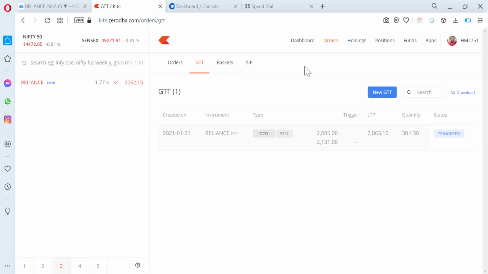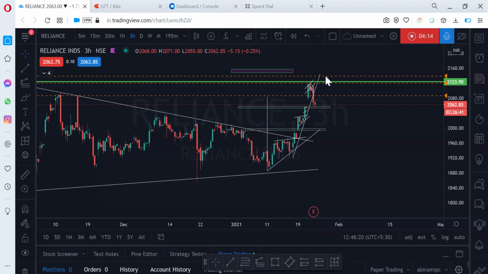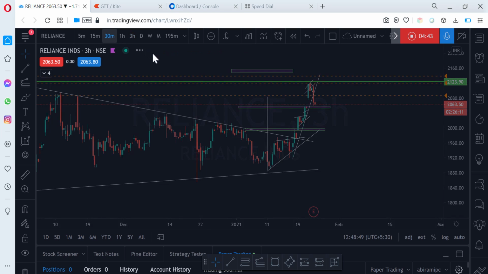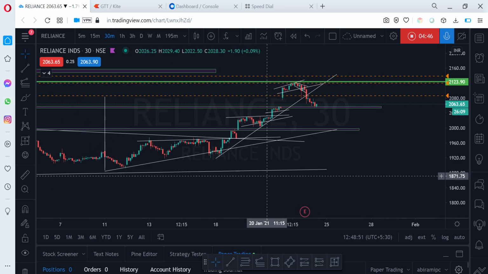I already planned with a fixed target area, so once the price touches this area, I try to exit. But yesterday I didn't exit because it is T+2. It should be buy today, sell tomorrow, that kind of thing, so there is a risk of your shares being sold for a lesser amount. So I waited for 2 days to complete. Once the price, I'll show you in 30 minutes, you'll get a clear picture.